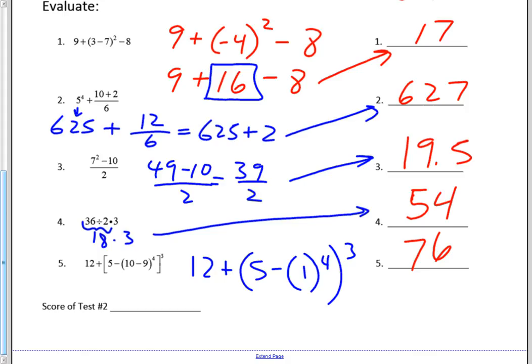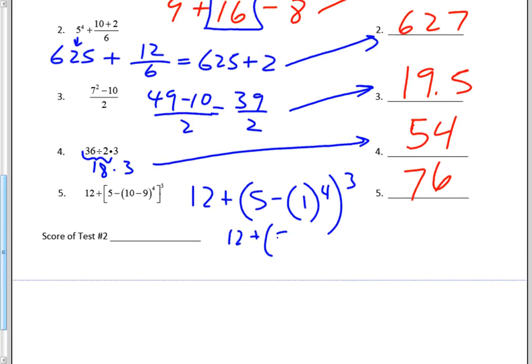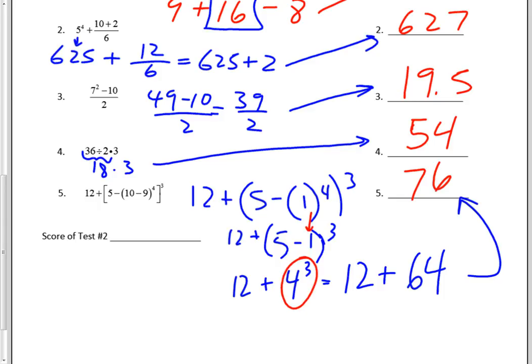What is 1 to any power? 1. 1 times 1 times 1 times 1. Doesn't matter. You're going to get 1. Some people wrote 4 down. We need 12 plus 5 minus 1. But we still have this 3 out here. So this is 4 to the 3rd. That should be 64. That should be 76. Take a look. Did you change that 1 to the 4th to just 1? Did you change 4 to the 3rd into 64?